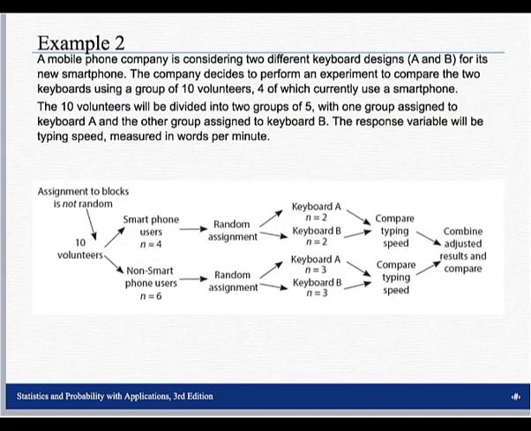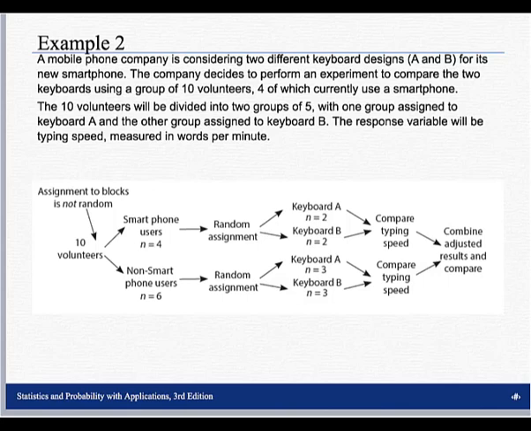A mobile phone company is considering two different keyboard designs, A and B, for its new smartphone. The company decides to perform an experiment to compare the two keyboards using a group of 10 volunteers, 4 of which currently use a smartphone. The 10 volunteers will be divided into two groups of 5, with one group assigned to keyboard A and the other assigned to keyboard B. The response variable will be typing speed measured in words per minute.